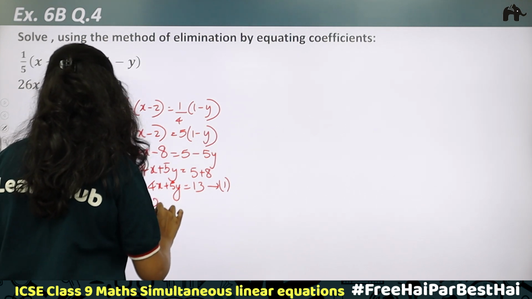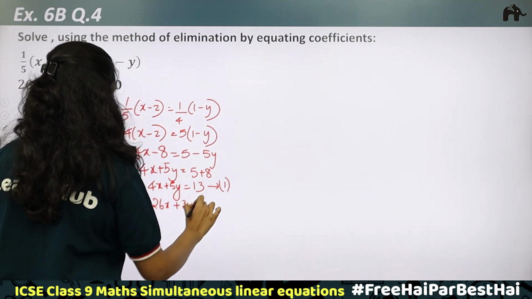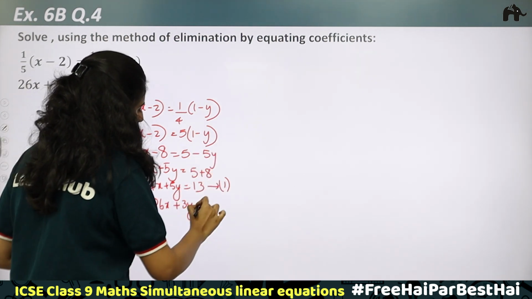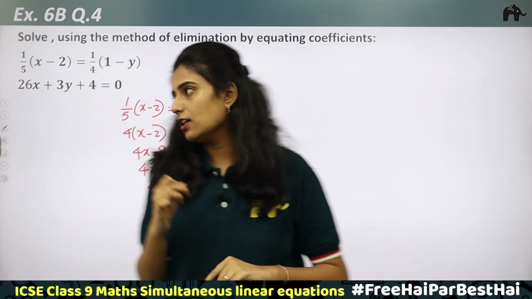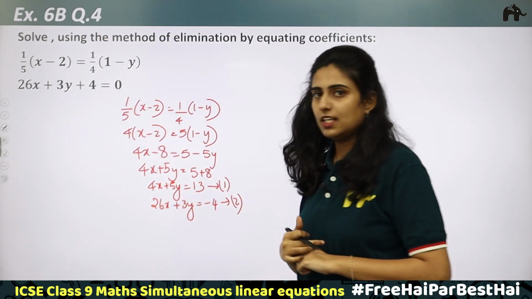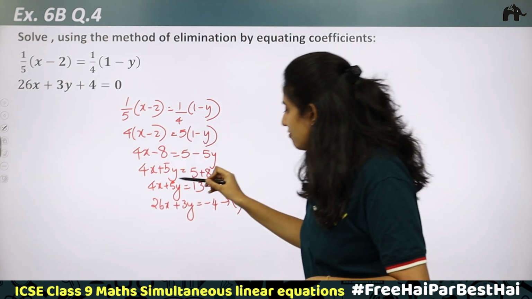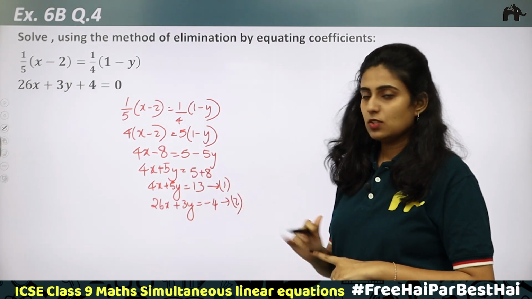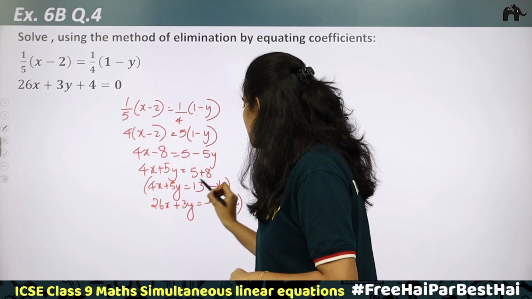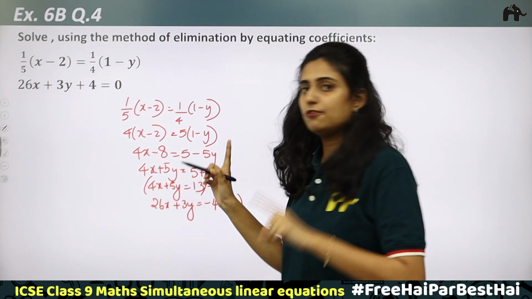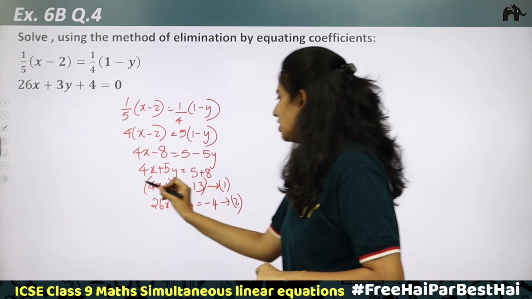Second equation, 26x plus 3y plus 4, when taken to the opposite side becomes minus 4. This is your second equation. Now check the coefficients of x and y containing terms. Here we have 4, here we have 26, here we have 5, here we have 3. So the coefficients should be made the same. For that, what I am going to do is multiply throughout the first equation with the coefficient of y in the second equation, that is 3.